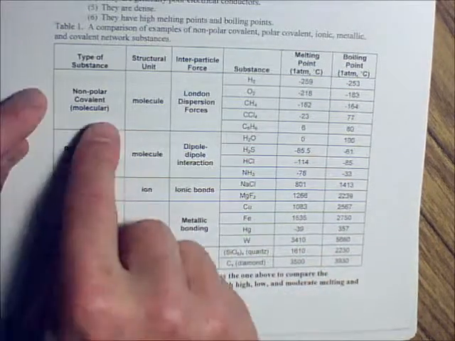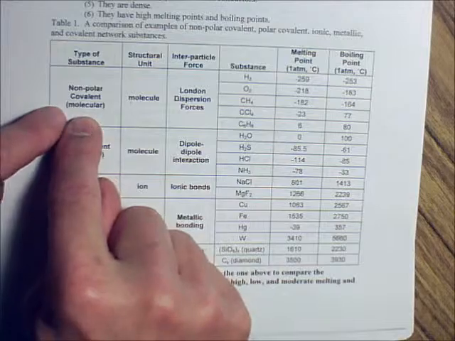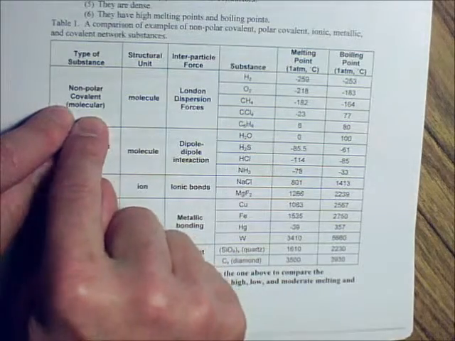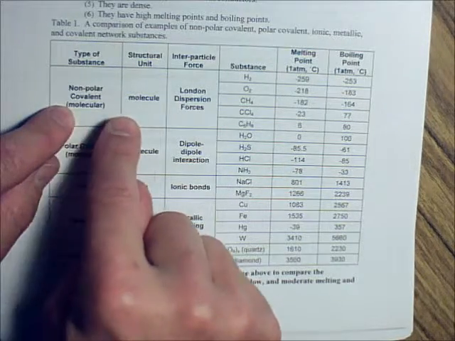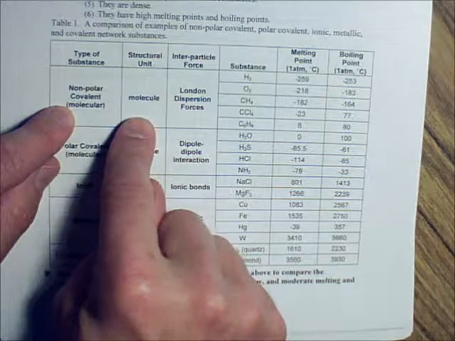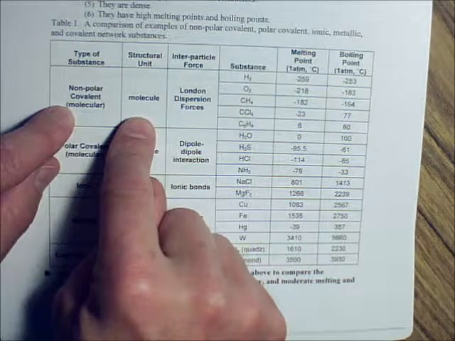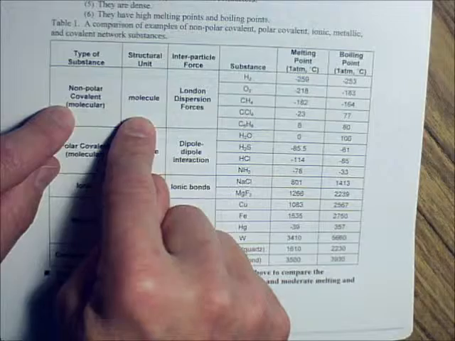Okay? So nonpolar covalent stuff, things that are molecules, have a structural unit we call a molecule. And so last week we learned to figure out when you have a polar or nonpolar molecule.